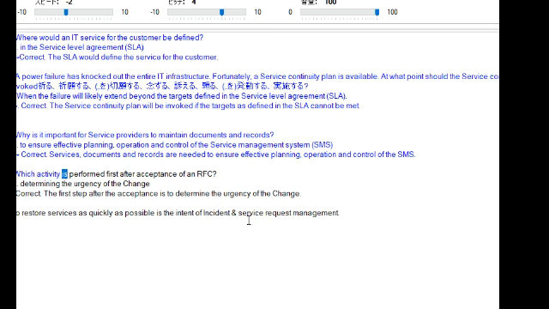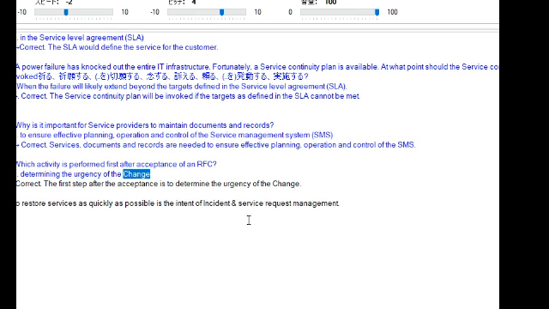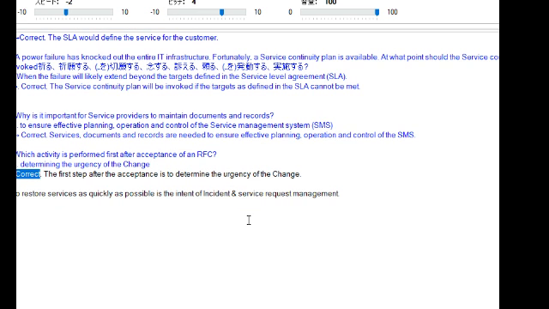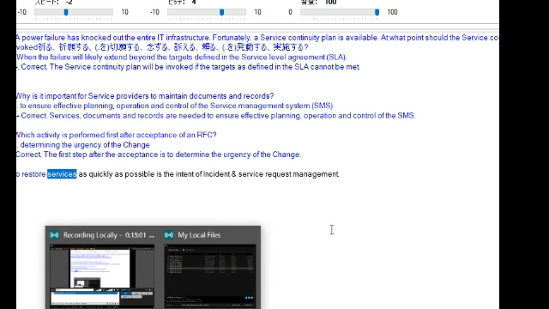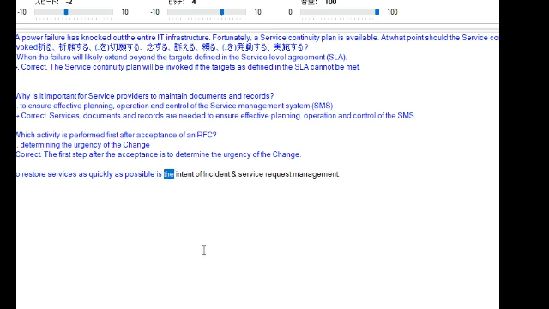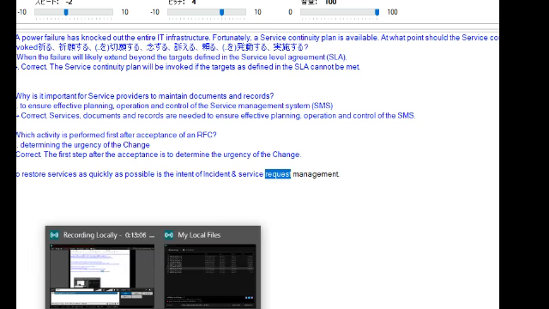Which activity is performed first after acceptance of an RFC? Determining the urgency of the change. Correct. The first step after the acceptance is to determine the urgency of the change. To restore services as quickly as possible is the intent of incident and service request management.